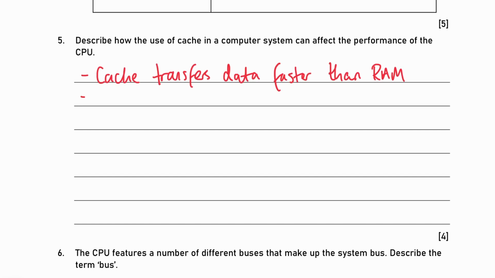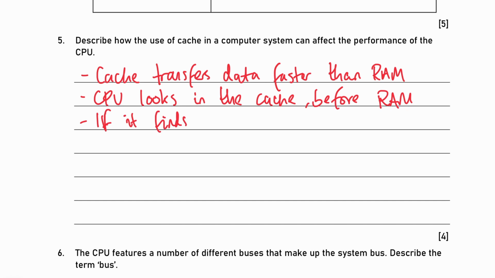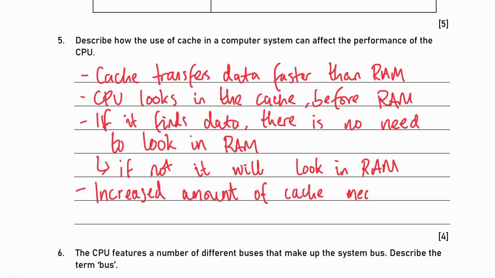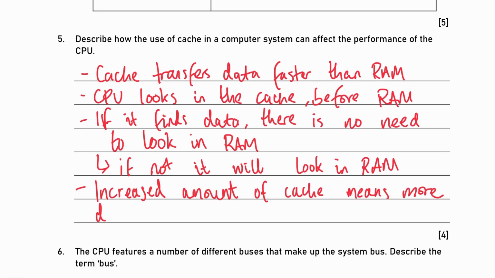The processor will look to the cache first before it looks to RAM. CPU looks in the cache before RAM. If it finds the data, there is no need to look in the RAM. If not, it will look in the RAM, which, as we've just said, has slower access speeds than the cache. Therefore, increasing the amount of cache means more data will be found quickly, as it will save time having to go to the RAM each time it's looking for data.